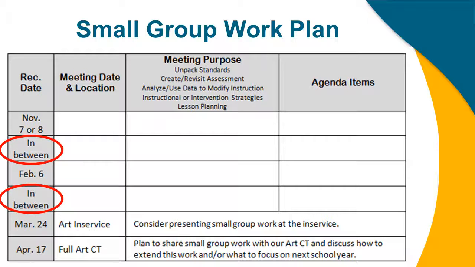To do this work effectively, your small group may need to meet or at least communicate more often than these few meetings. Use the in-between rows to indicate what you'll need to do between meetings, including, if desired, plans for additional meetings. The March 24th row is included to encourage you to consider sharing your work at the March 24th Art In-Service. March is a long way away, but we'd love to provide an opportunity to some small groups to share what they were able to accomplish through this process.